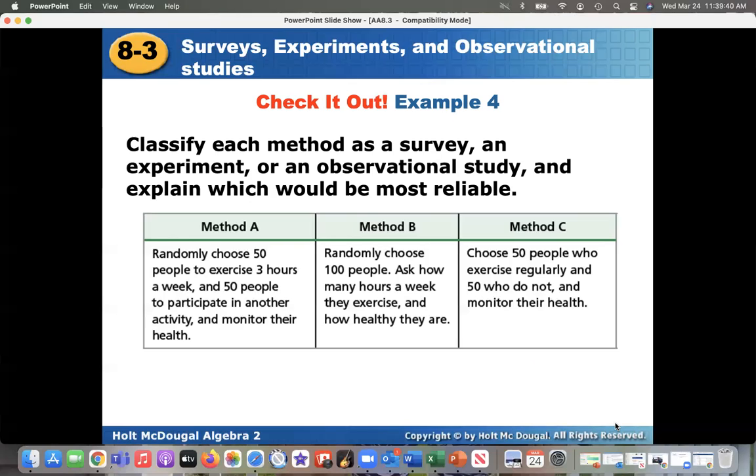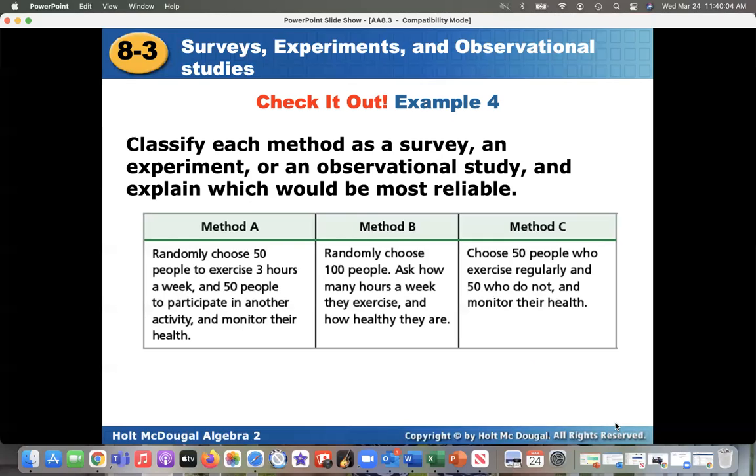All right, choose 50 people who exercise regularly and 50 who do not and monitor their health. That's obviously an observational study. Now, which of those three do you think would be the best? I heard method C. What did you say? Observation. I think method A would be the best, wouldn't it? How many people say method A? No, everyone's going to say it because I said it.